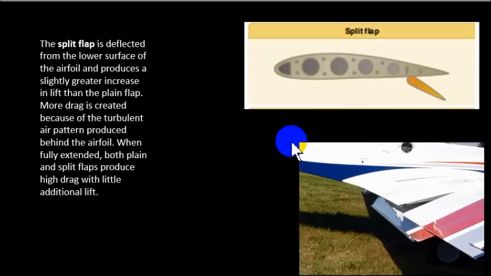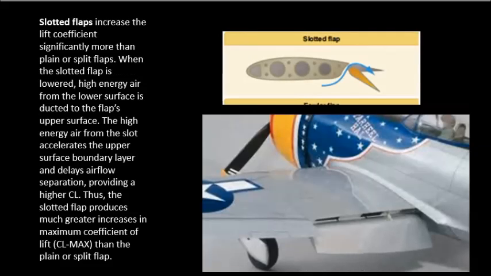Both of these, the plain and the split flap, produce high drag with little additional lift. I mean, they do something. So don't look at it like, oh, a little. It does do something. It delays the stall, increases coefficient of lift. Now we have a slotted flap. Now, we're really increasing coefficient of lift more importantly than our plain or our split flap.